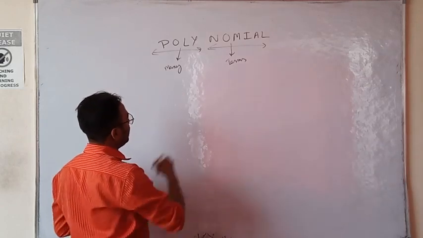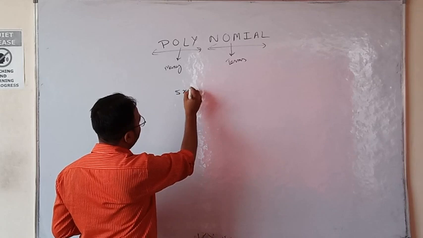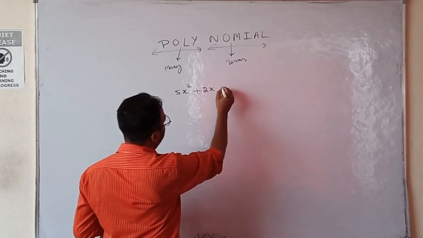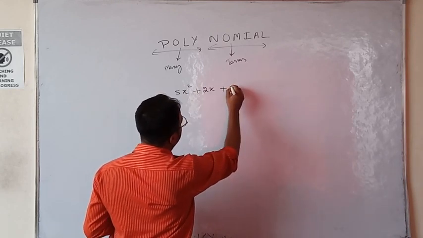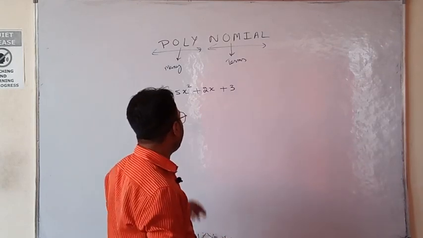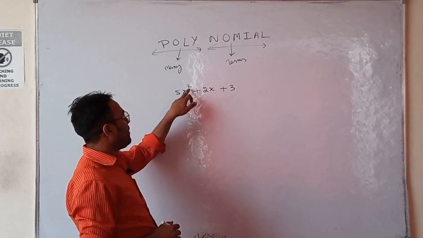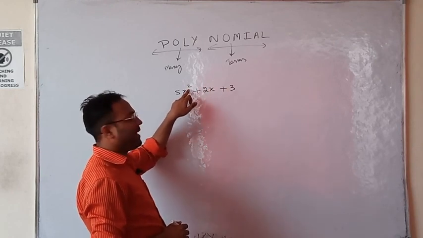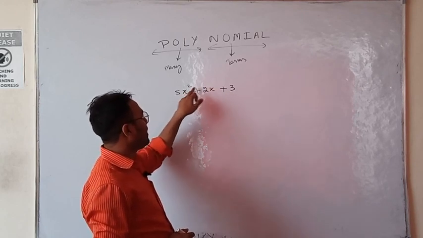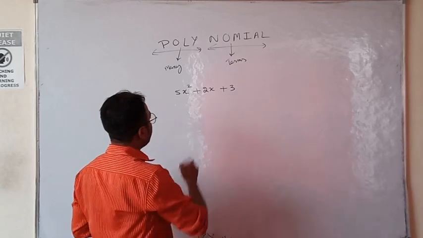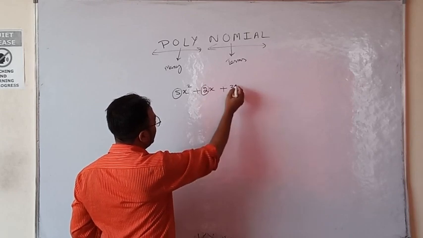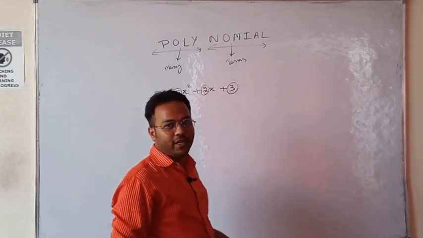For an example, 5x square plus 2x plus 3. This is a polynomial because the power of the variable here, that is 2 and 1, is a positive integral. The exponent here is a positive integral. And 5, 2, 3 are called the coefficients.